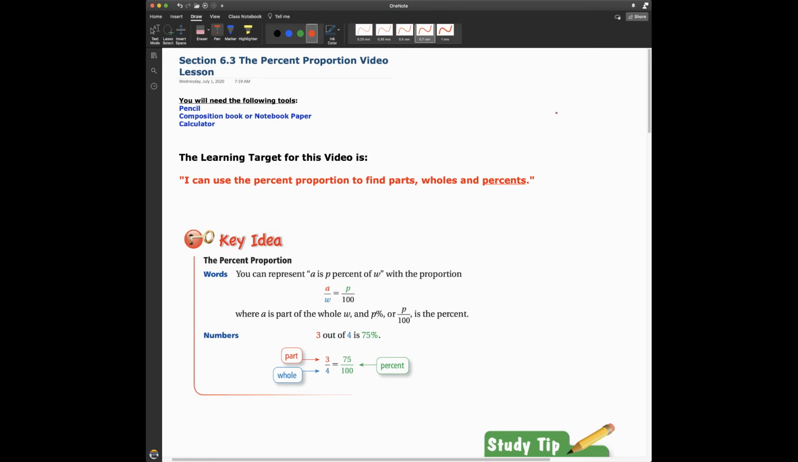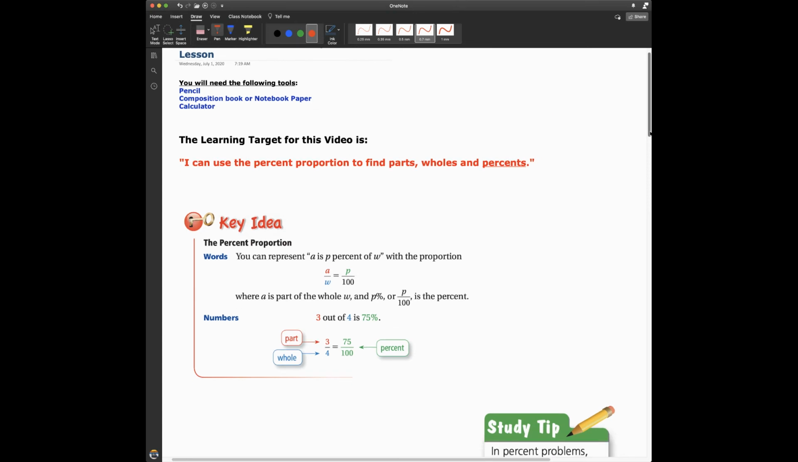So you're going to need your pencil, composition book, or notebook paper, and you will need a calculator for this lesson, and we'll use it quite a bit.